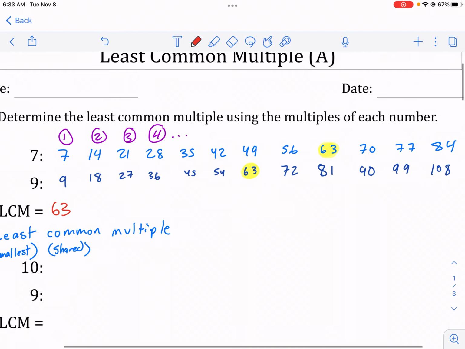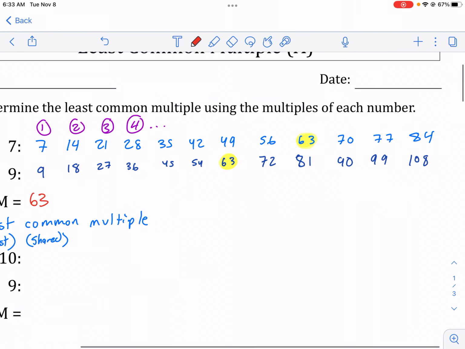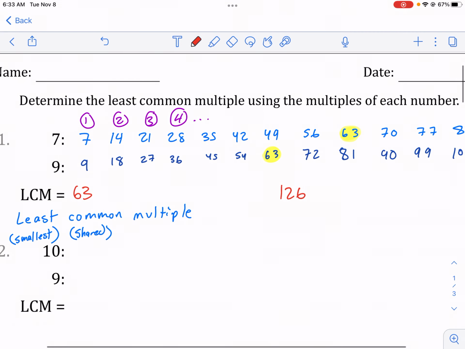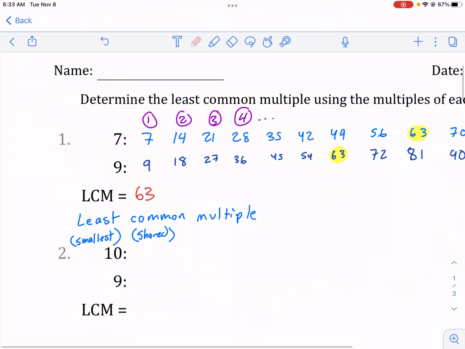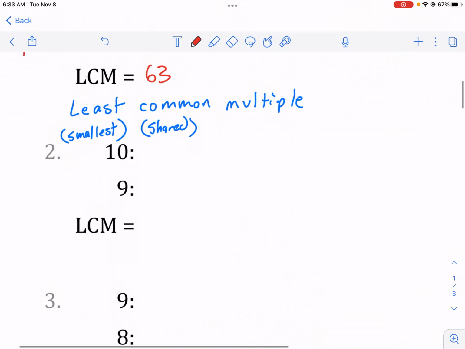Now, that's not the only multiple they share. Actually, they have another multiple. They both go into the number 126. Multiplying something by both those numbers gets 126. But the least one, the smallest one, is 63. So that's why it works. One thing you'll notice too is 9 times 7 is 63. You'll always find a common multiple by just multiplying those two numbers together, but it might not always be the least common multiple. So just keep that in mind.